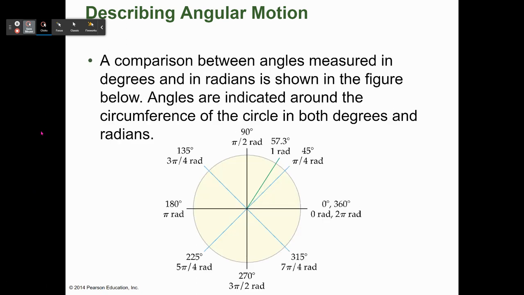So here's another comparison where we just kind of broke up our circle. Like I said, if you've done the unit circle before, you understand a little bit more about this. Comparison between angles measured in degrees and radians is shown here. Notice that at 0 degrees, that would be 0 radians. At 360 degrees, that is 2 pi radians. It is the entire circumference of the circle.